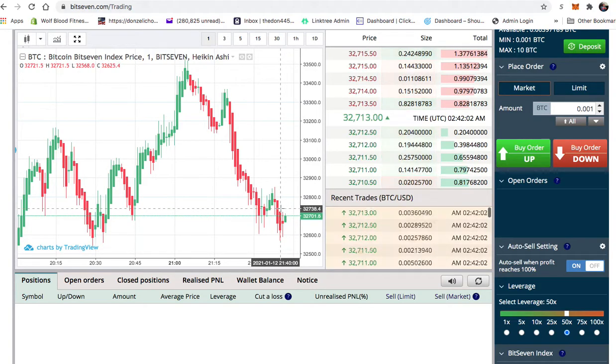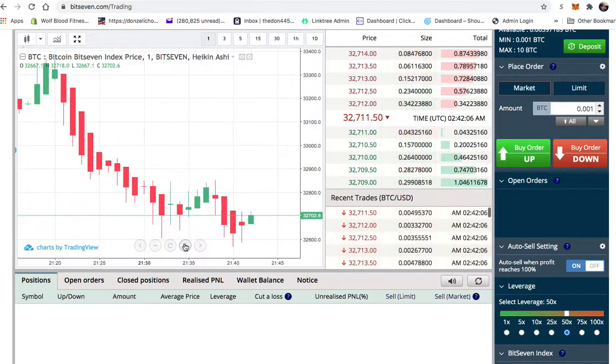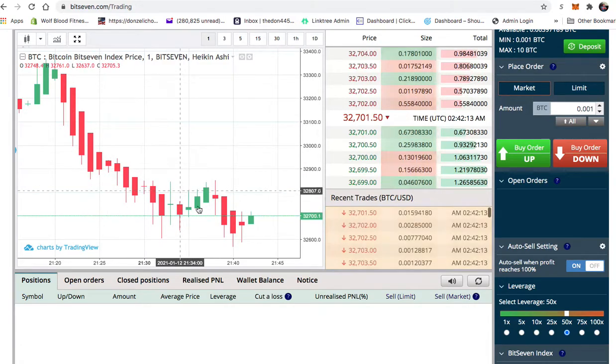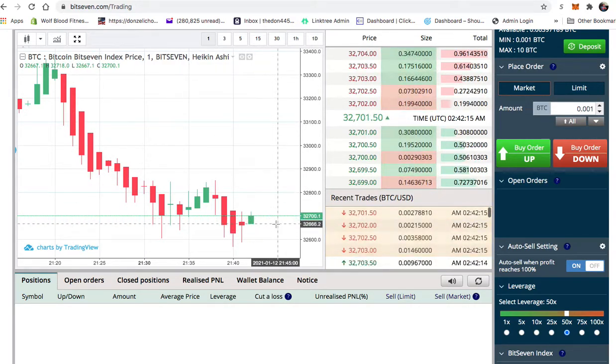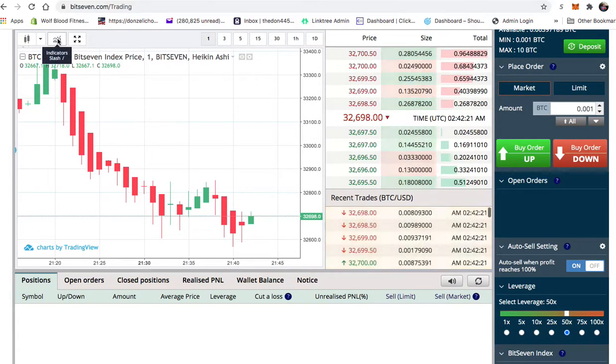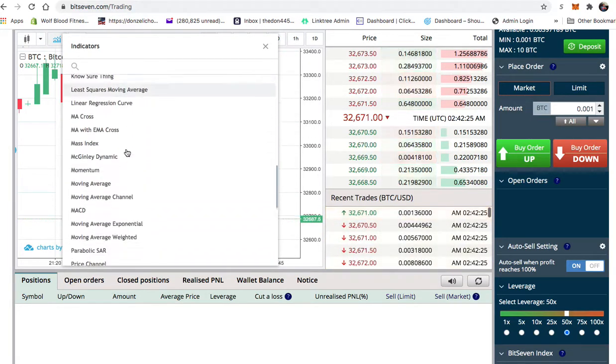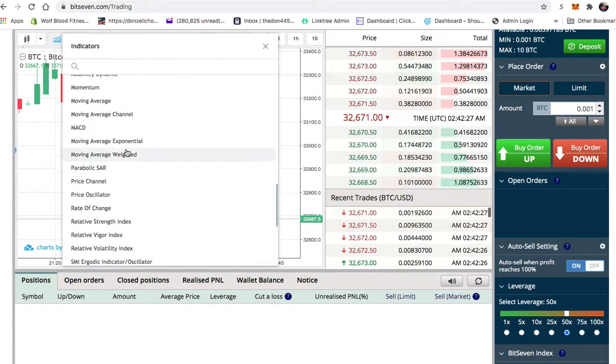So now that we've got our time zone set up, we get our candles where we want. I kind of gave you an indication of what to look for here, but how do you know when it's going to change? Okay, so there's a couple of indicators that I like putting on here. This is your indicator button right here. If you click on that, it brings up a whole list of indicators. Well, which one do I choose?